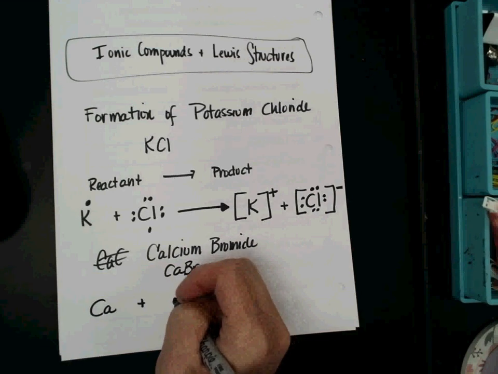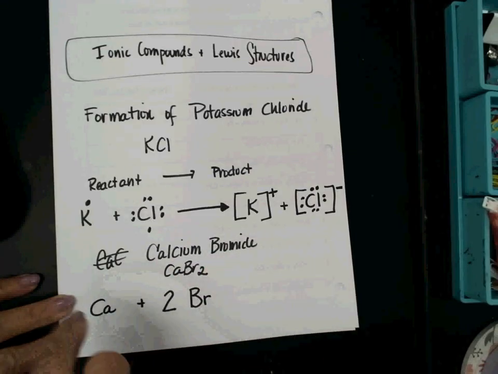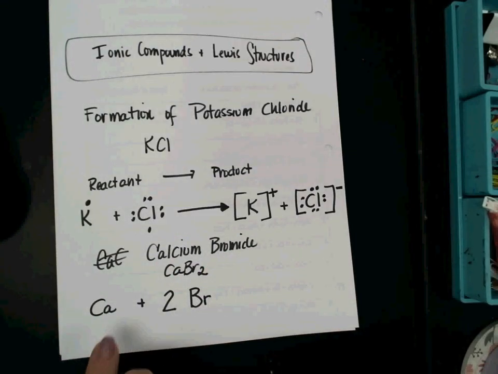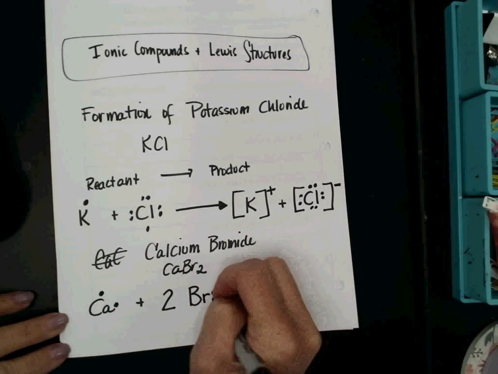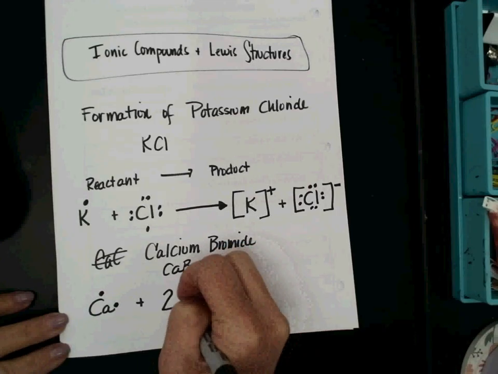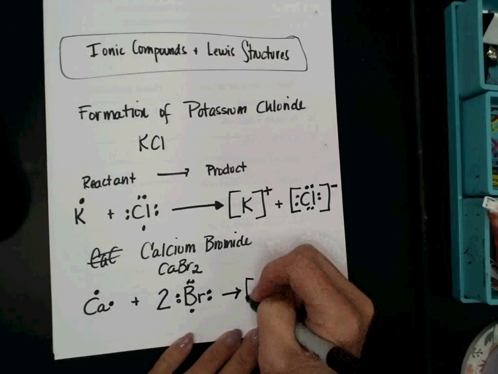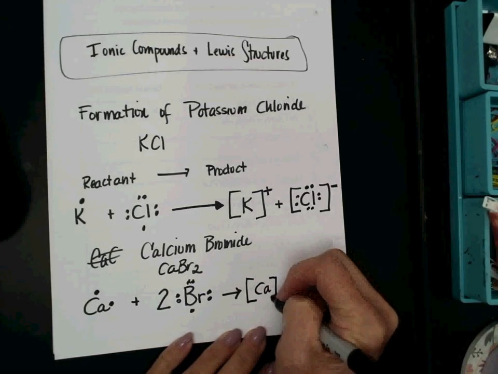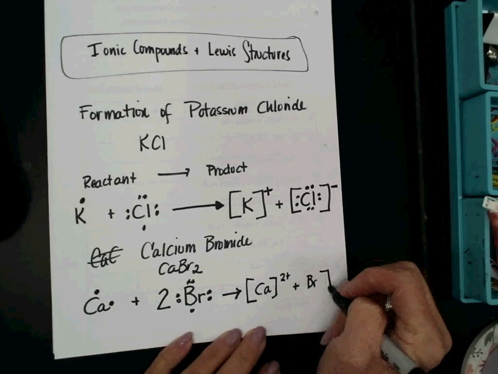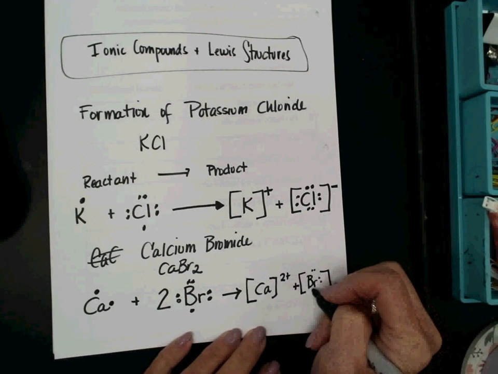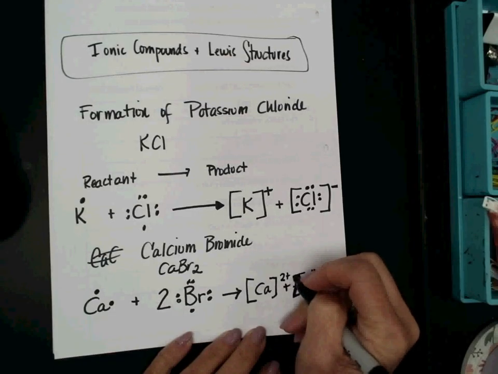Calcium plus, and you can put a 2 out here because you need 2 of them, Br. How many electrons in calcium's outer shell? 2. So I'll show 1, 2. And bromine has how many? 7. So I show that. On the other side of the equation, I'm going to show my calcium with the charge it forms, plus my bromine, full outer shell, charge it forms, and I left my 2 out. I got to put a 2 in there.